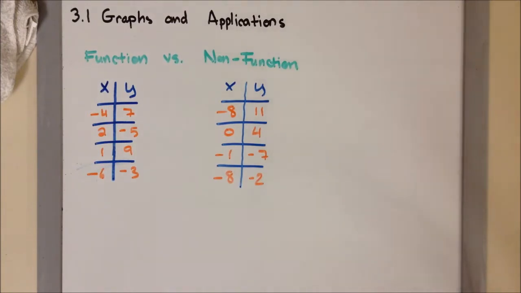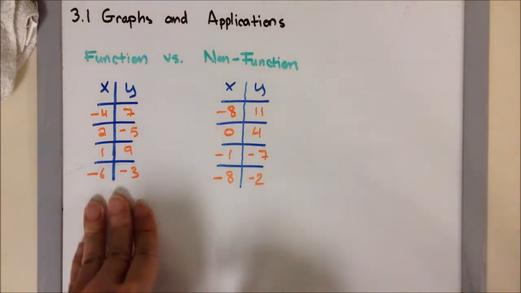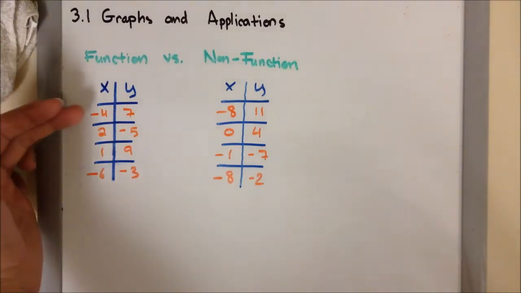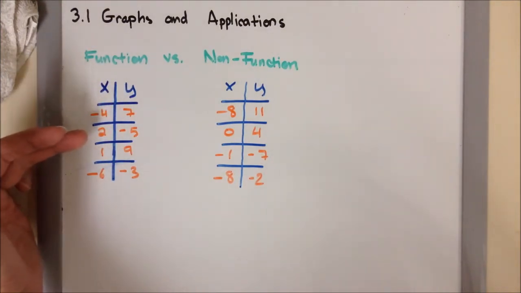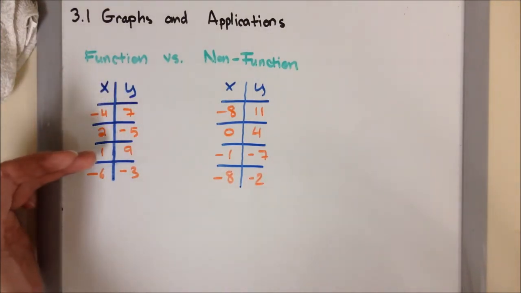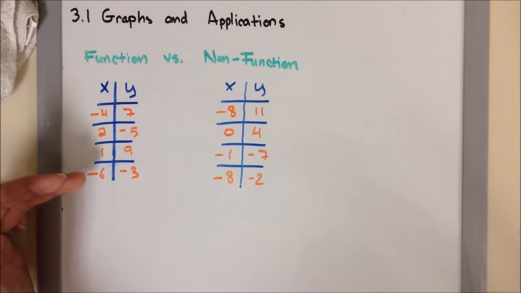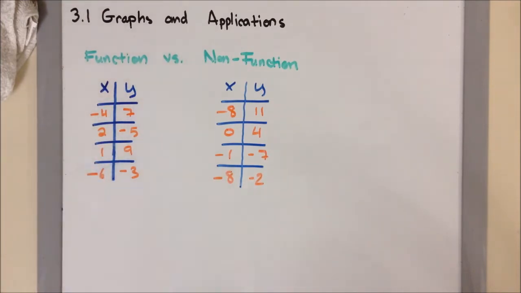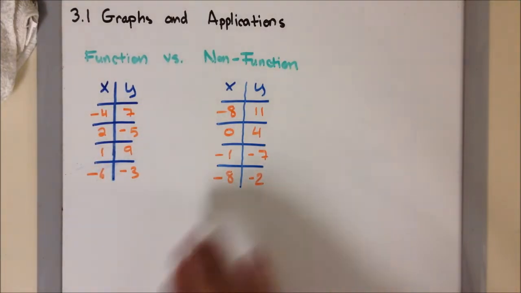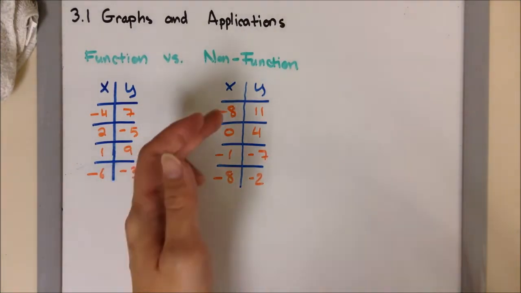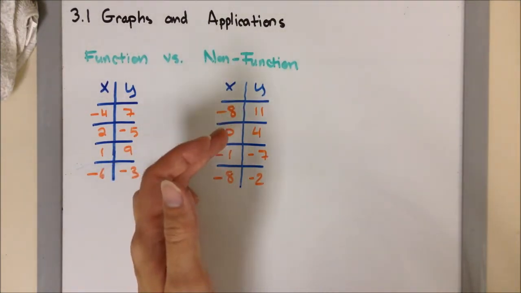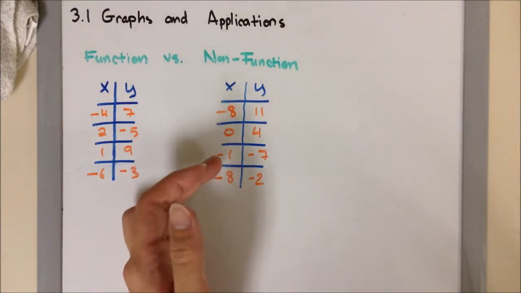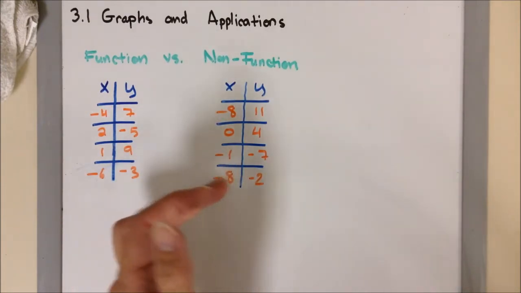So to take a closer look, here we have our coordinate points: -4, 7; second one 2, -5; third 1, 9; and -6 and -3. In our second table, we have -8, 11; 0, 4; then -1, -7; and lastly -8, -2.